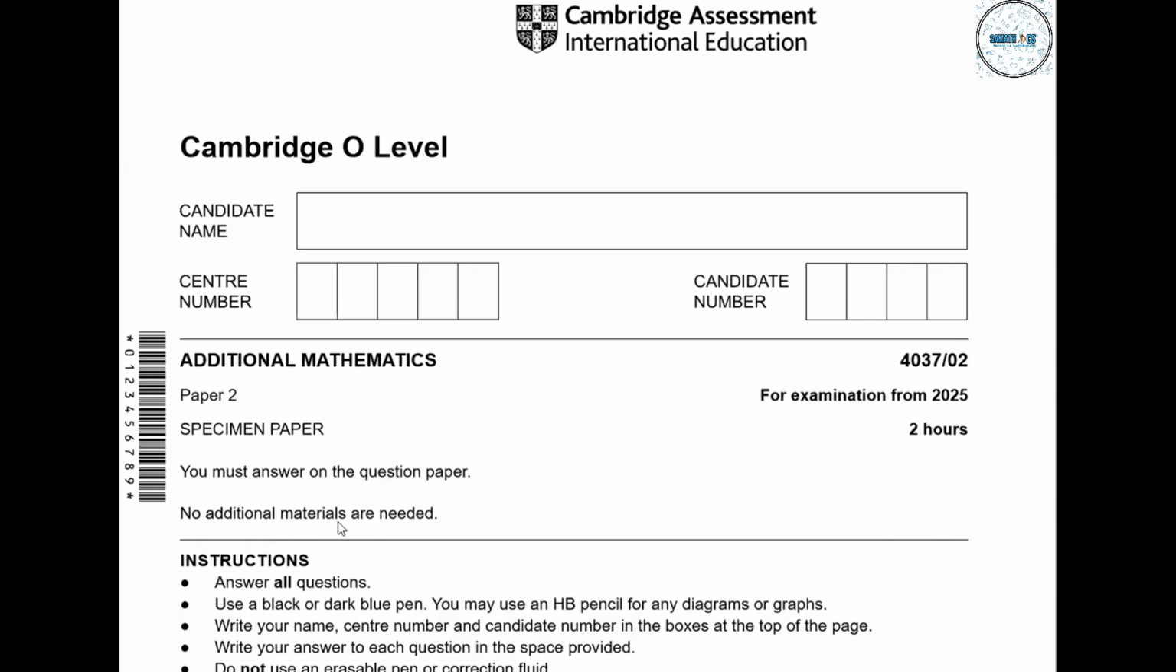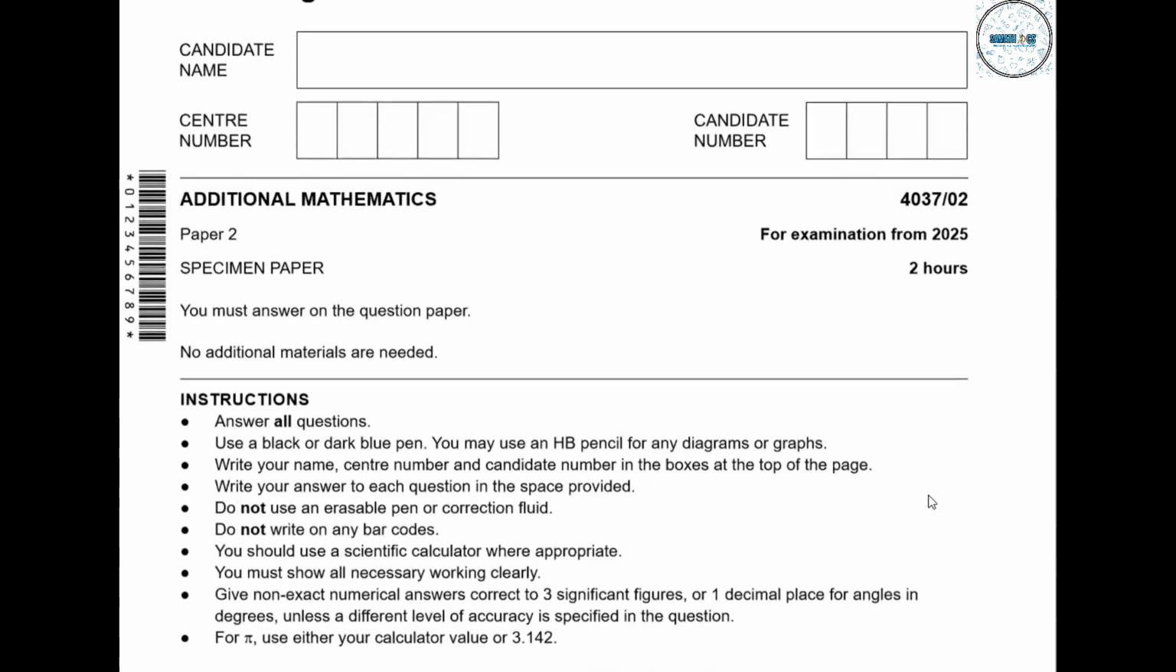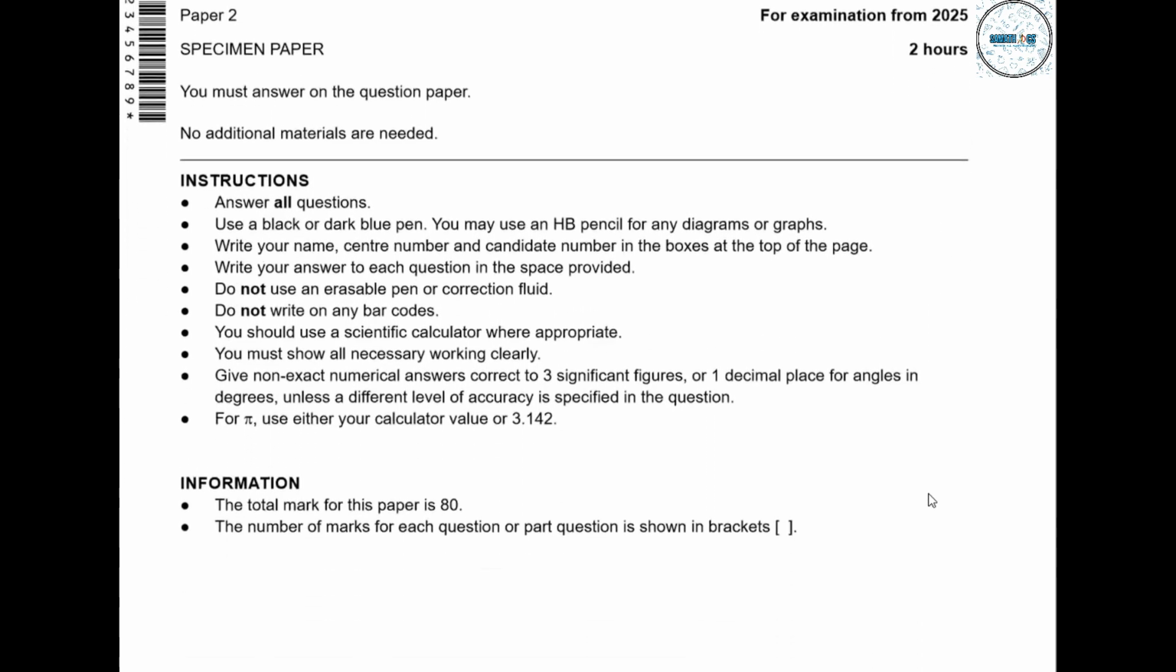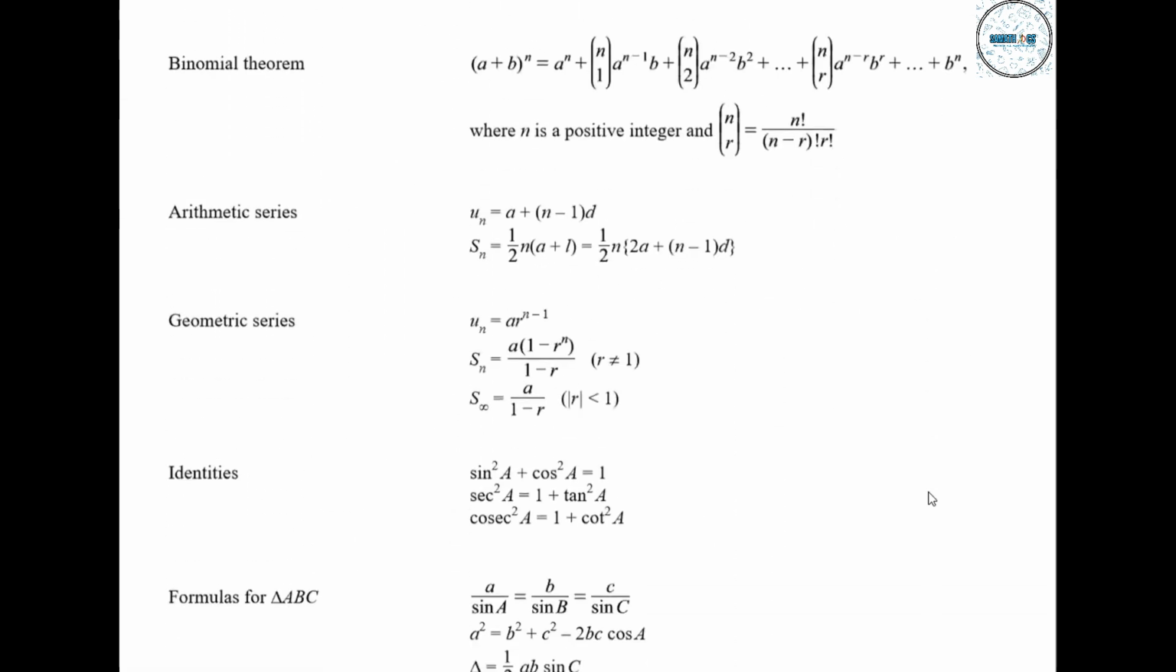So we are going to solve today Additional Mathematics Paper 2 Specimen Paper for examination from 2025. It's a 2 hours paper and the total marks for this paper are 80. Let's solve question number 1.